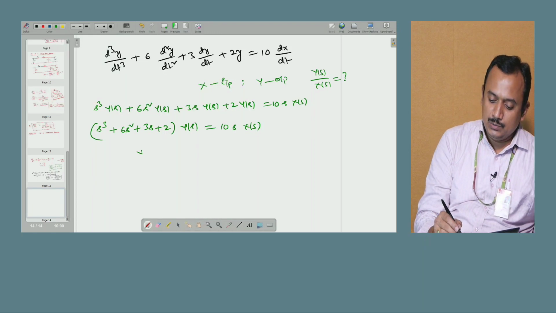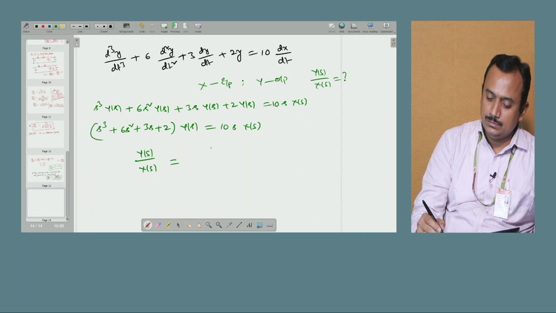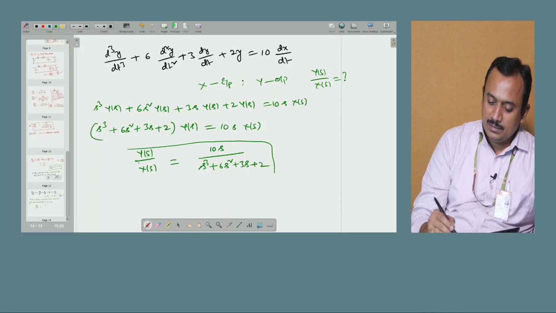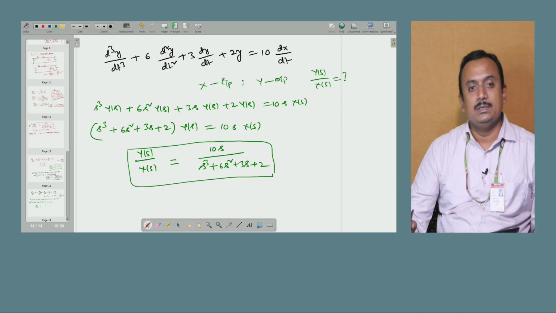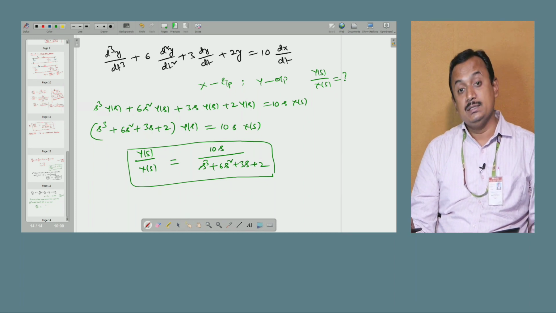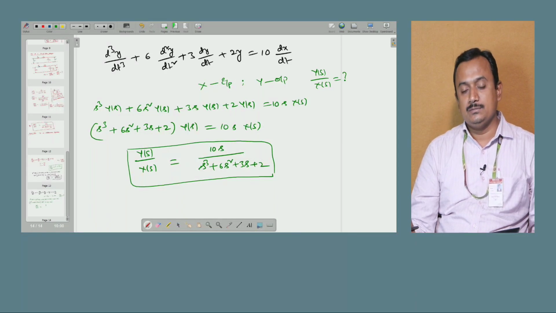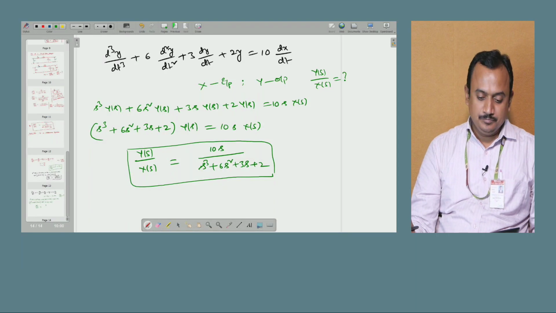Now we need the ratio of Laplace transform of output by the Laplace transform of input, that is y of s by x of s, which is equal to 10s by s cube plus 6s square plus 3s plus 2. So this is the solution for this third order differential equation. Like this we can find the transfer function for various types of systems.